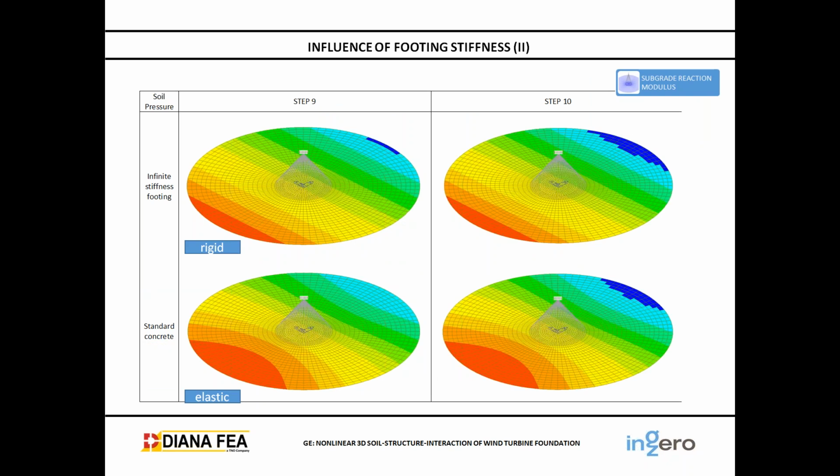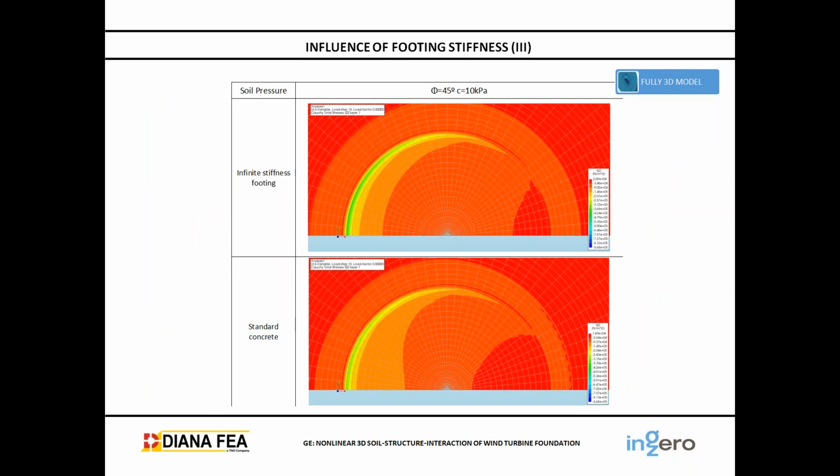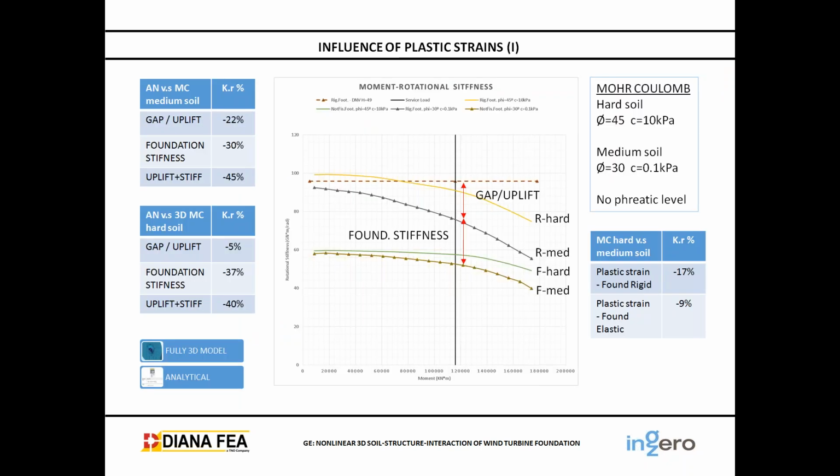Here we have some images from DIANA with the pressures in the footing. We can see the first two images, which are with infinite stiffness, so the rigid foundation, and the elastic foundation. We can see how the pressures on the soil change by considering the flexibility. Here we have the Mohr-Coulomb 3D full FEM model, with infinite stiffness and with elastic footing.